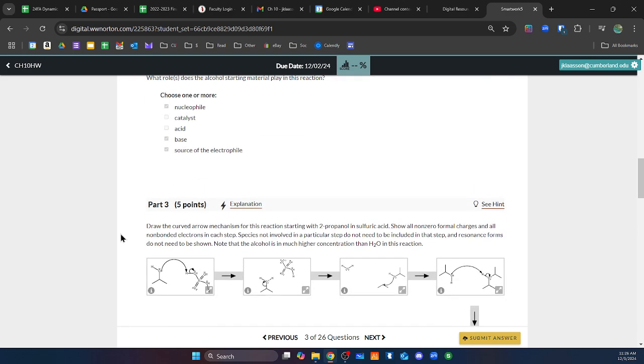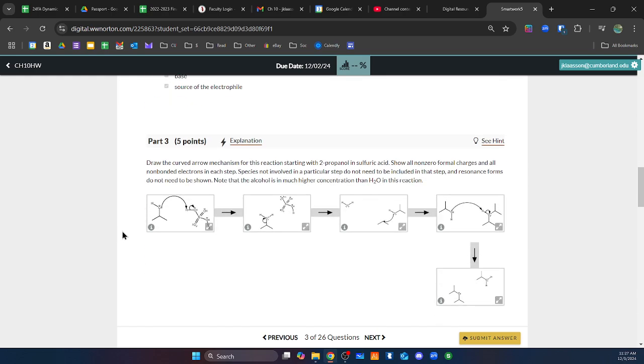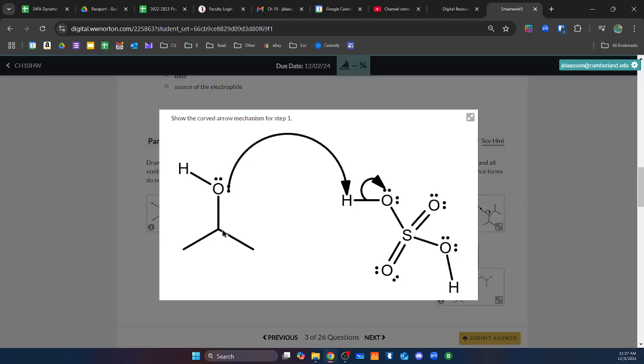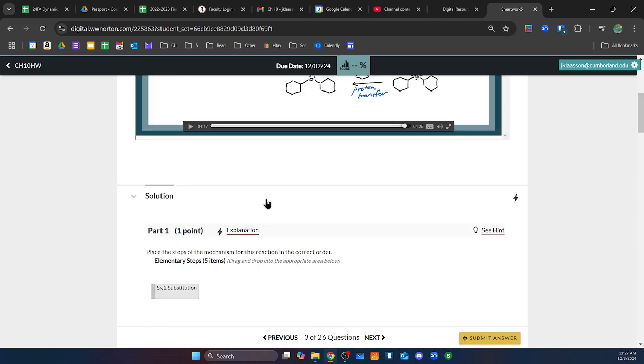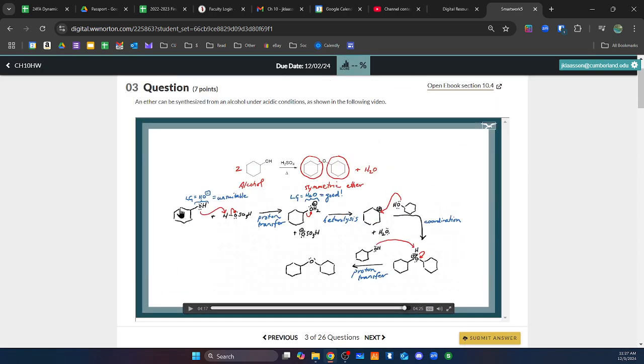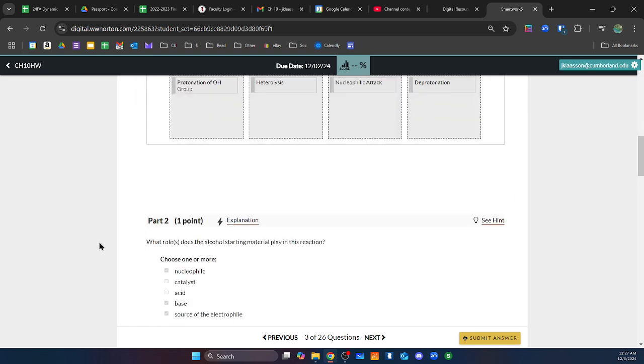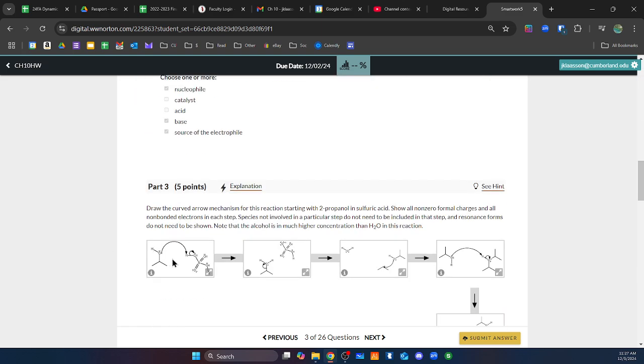Okay, that does that. And then next part, we're going to go ahead and draw on our arrows for this reaction. And so the first step of this reaction, notice this is again the same reaction as up here. The only difference is instead of having a ring, we just have a propane here. Or I should say an isopropyl alcohol.